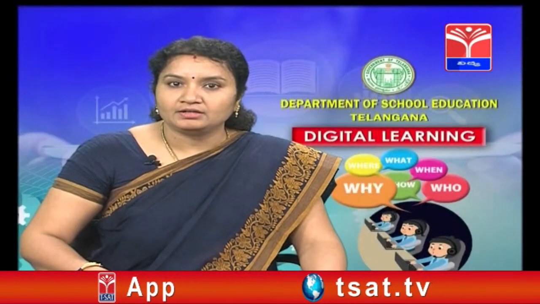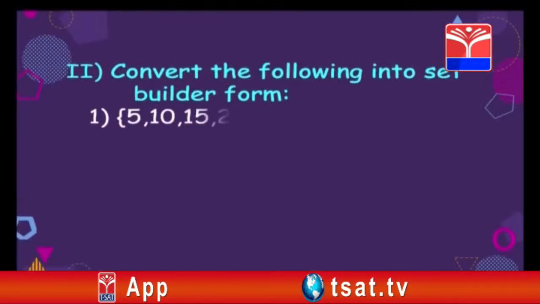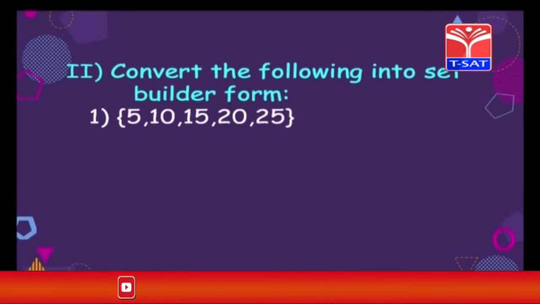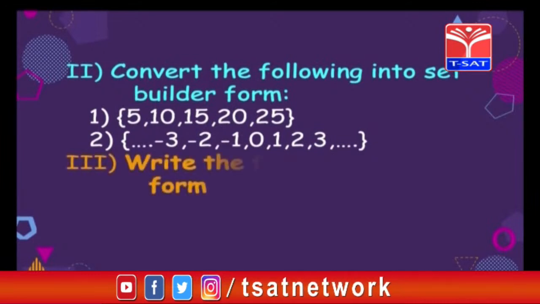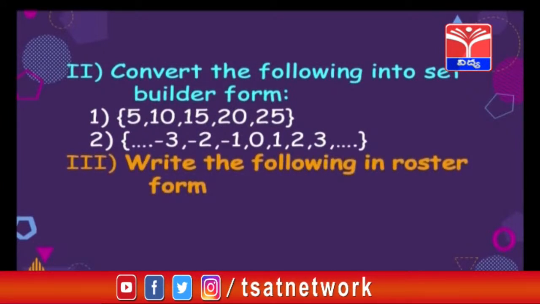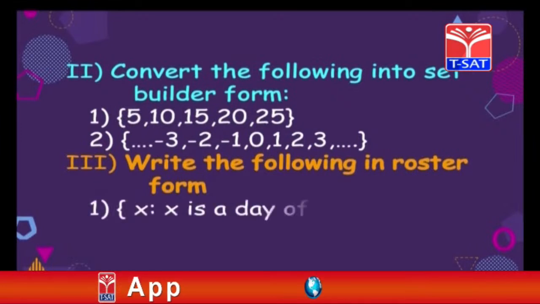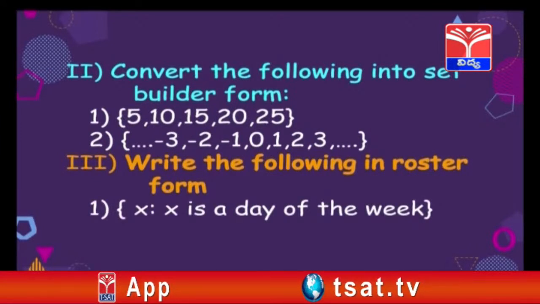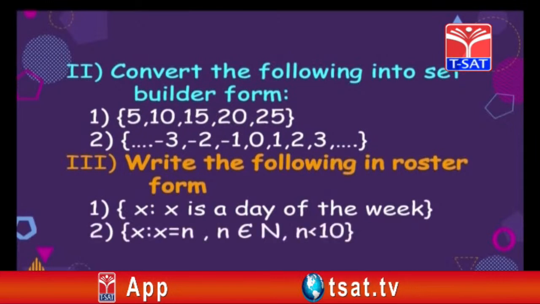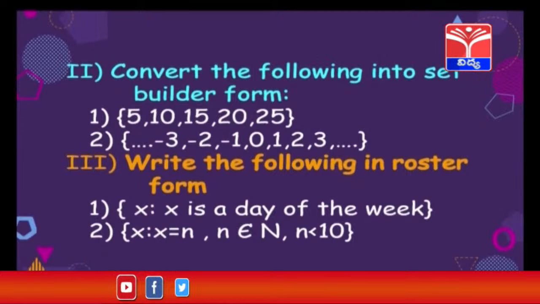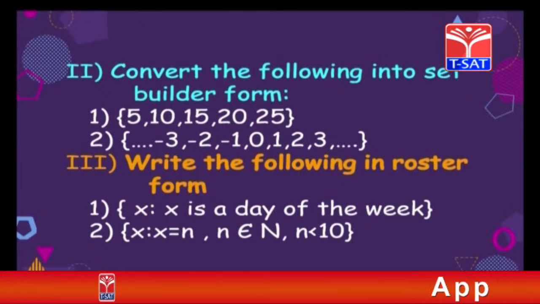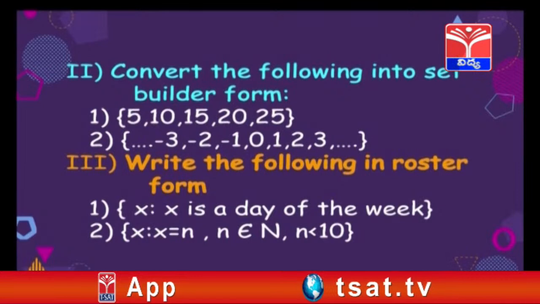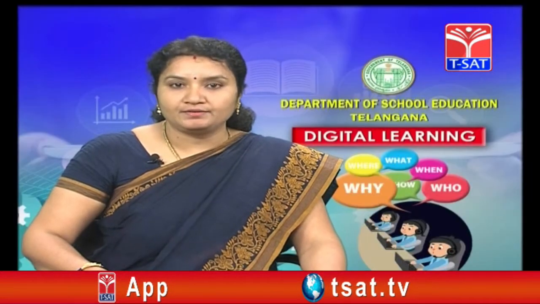Now the second one, convert the following into set builder form. 5, 10, 15, 20, 25. The second one is -3, -2, -1, 0, 1, 2, 3 and so on. Now the third bit is write the following in roster form. I am giving you in set builder form and you have to write them in roster form. Set of x such that x is a day of the week, and the second one is set of all x such that x is equal to n, where n belongs to natural numbers and n should be less than 10.